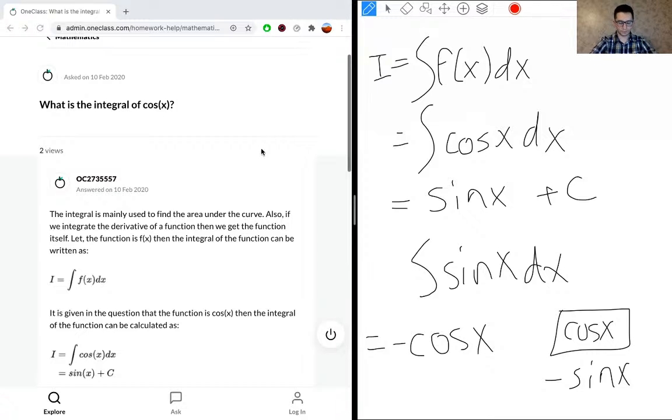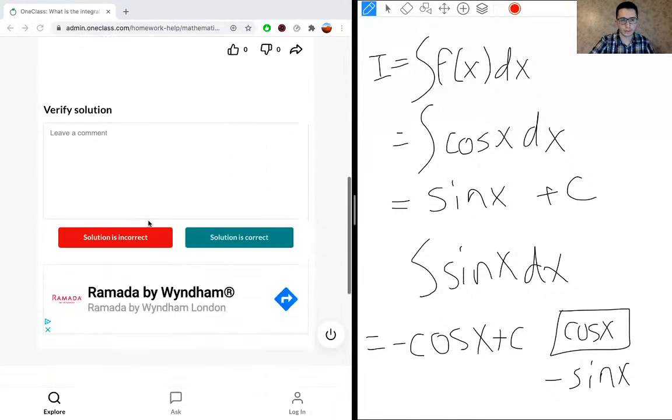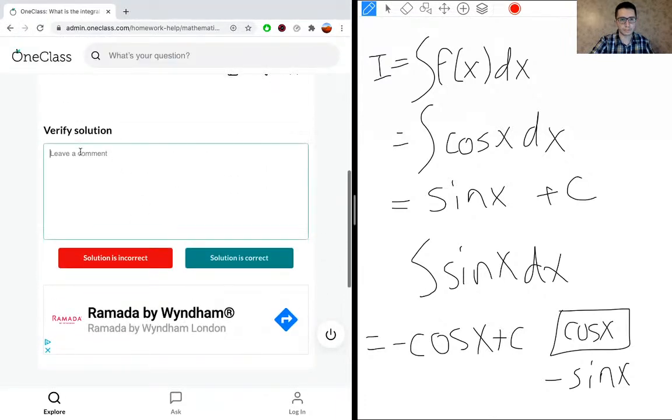Okay, so yeah, and then the one thing I forgot is to add the constant down here. So whenever we integrate, we have to add a constant at the end. So looking at the solution here is correct. Go on to the next question.